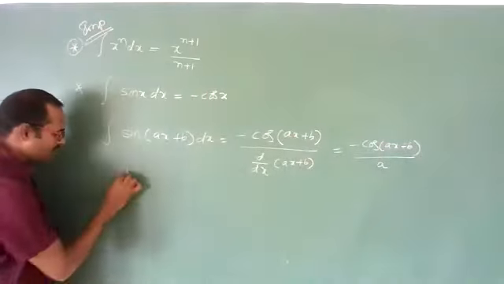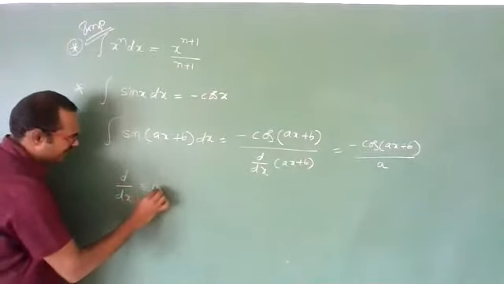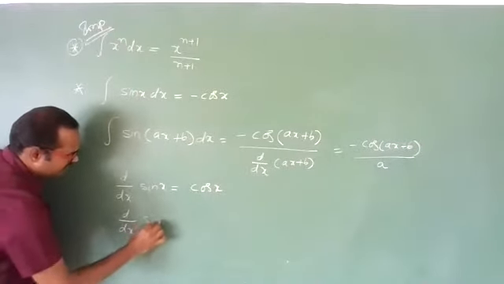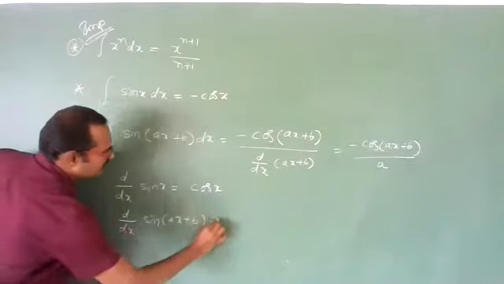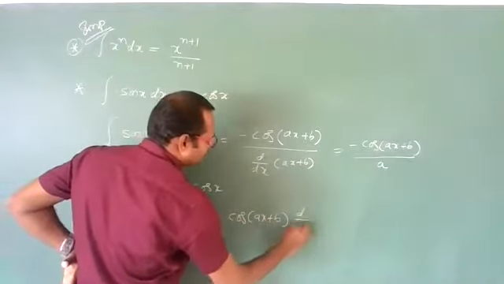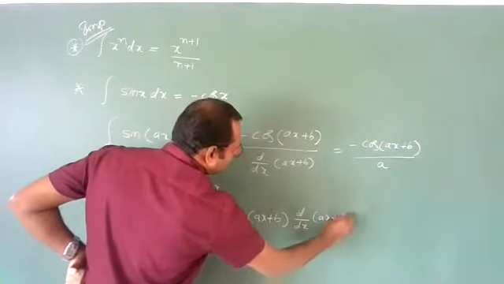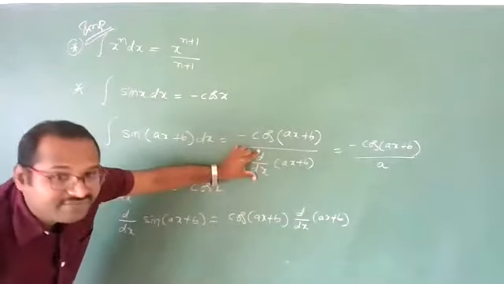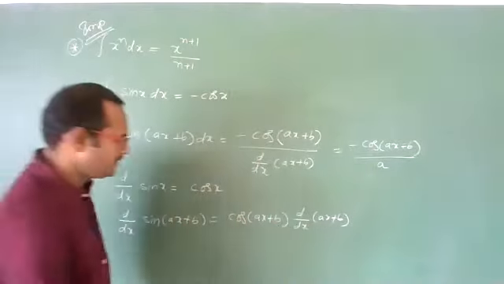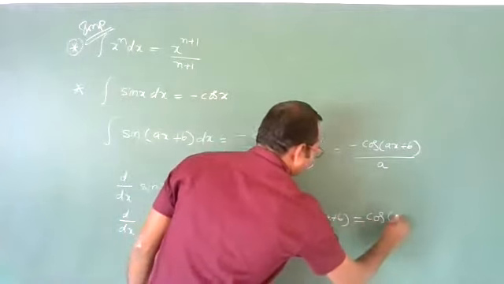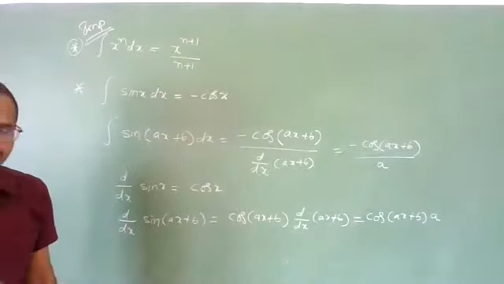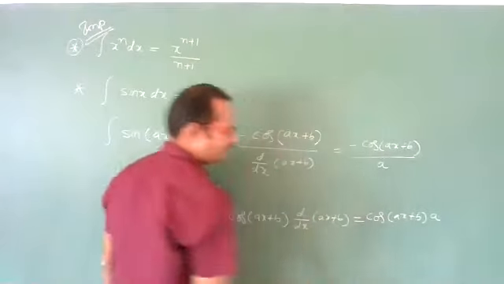See students, if we have d by dx of sin of x, you will get cos x. Whereas if we have d by dx of sin of ax plus b, you will get cos of ax plus b into d by dx of ax plus b. Are you getting? Here in integration we need to divide with this. Here in differentiation, we need to multiply with this. Means you will get cos of ax plus b into a. Means this a should be here, means multiplier. Okay, let it be.